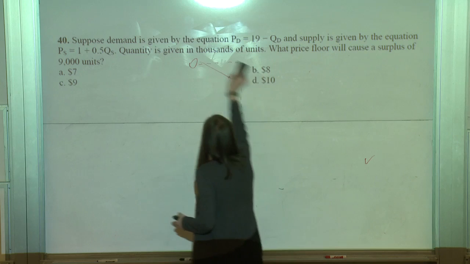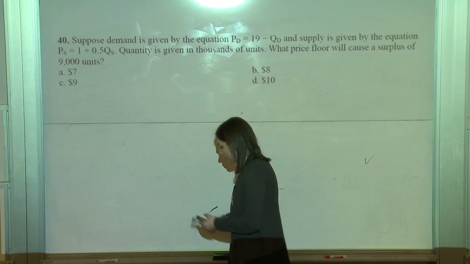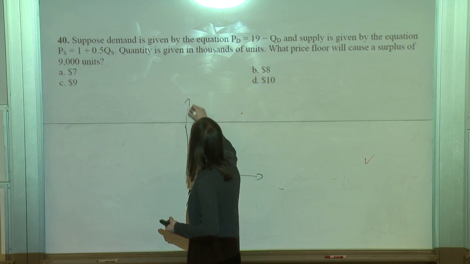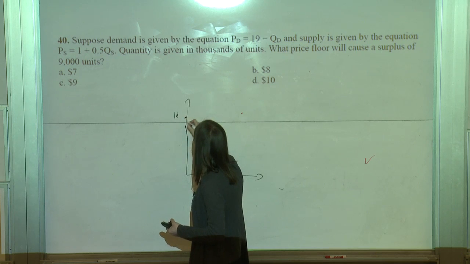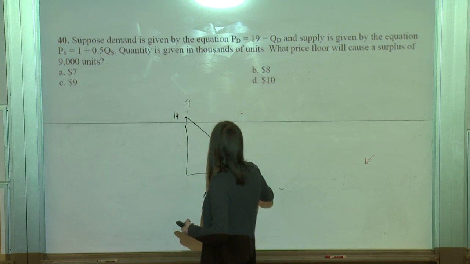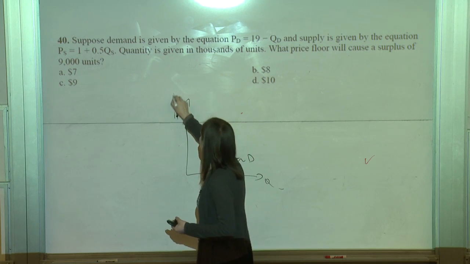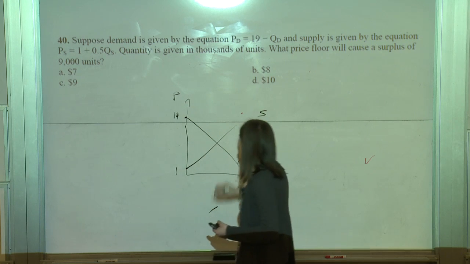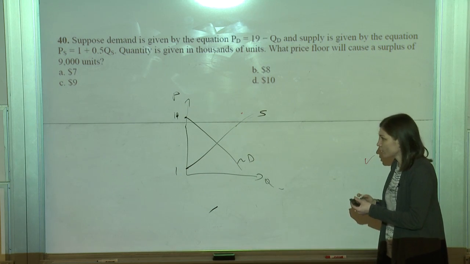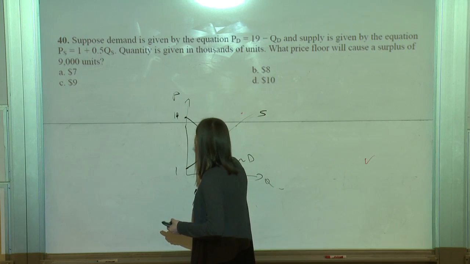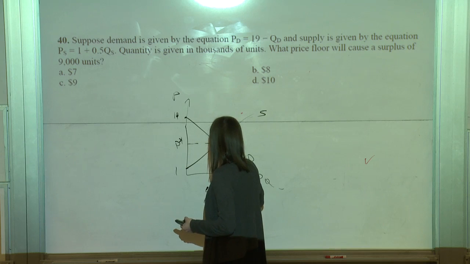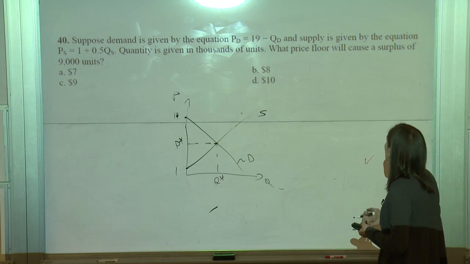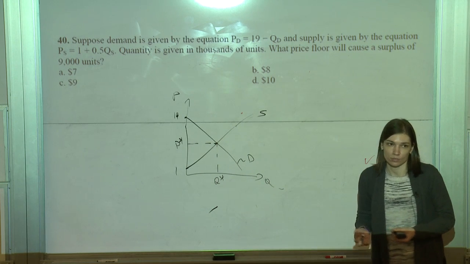Okay. So again, we have a certain demand and supply curve given. So this intercept is 19. That's the demand curve. And the supply intercept is 1. Okay, so we have a certain supply and certain demand. They're at some kind of equilibrium price and an equilibrium quantity. And the question is, what price floor will cause a surplus of 9,000 units?